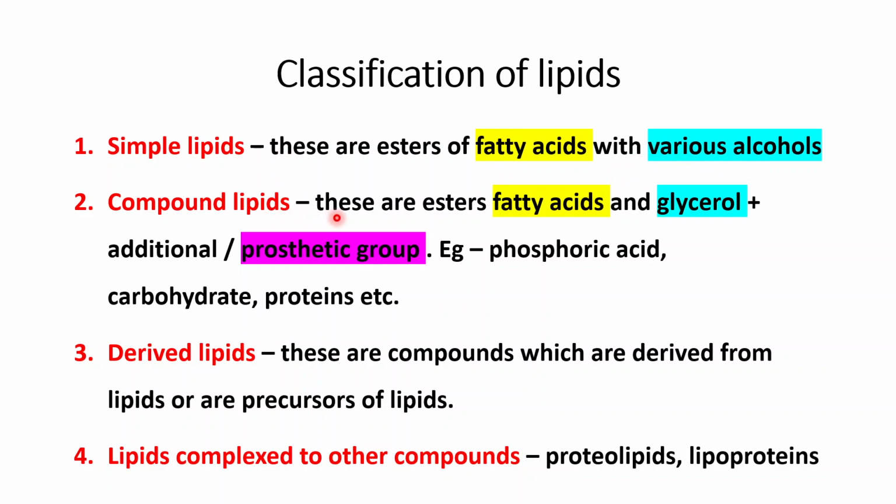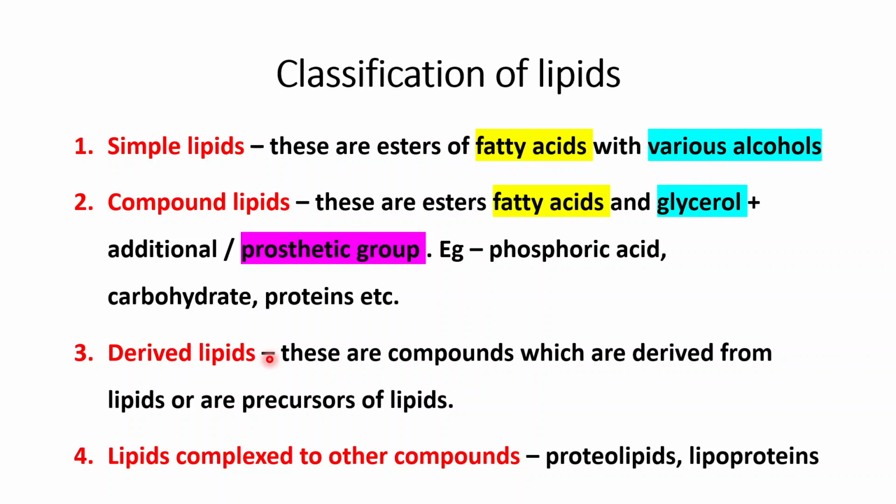Now, compound lipids are esters of fatty acid and glycerol, plus an additional group which is known as a prosthetic group. This group can be a phosphoric acid, carbohydrate, etc. So compound lipids have fatty acid, glycerol plus an additional group called a prosthetic group. Simple lipids are only fatty acid and various alcohols.